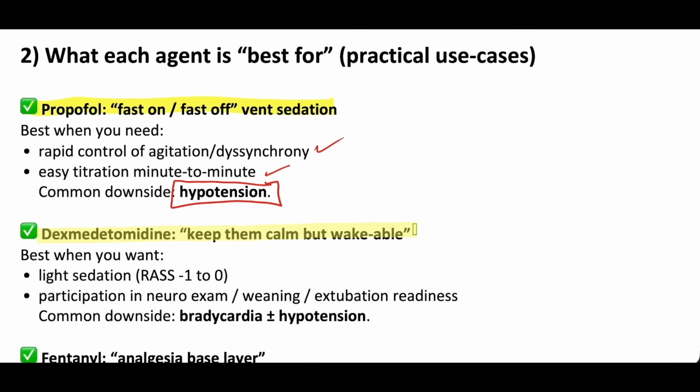dexmedetomidine is keep the patient calm but awake and awakeable. It's best if you really are looking to target that light sedation, that RASS of 0 to -1. If you're unfamiliar with RASS, just search Whiteboard Medicine RASS. We got a whole episode on the Richmond Agitation-Sedation Scale. And it's also a nice drug when someone needs a little sedation, but you still want them to participate in a neuro exam or wean from mechanical ventilation. You could even extubate patients on dexmedetomidine in the right clinical circumstances. But common downsides are going to be bradycardia, which is the main one. It also can cause hypotension, but bradycardia is the main one.